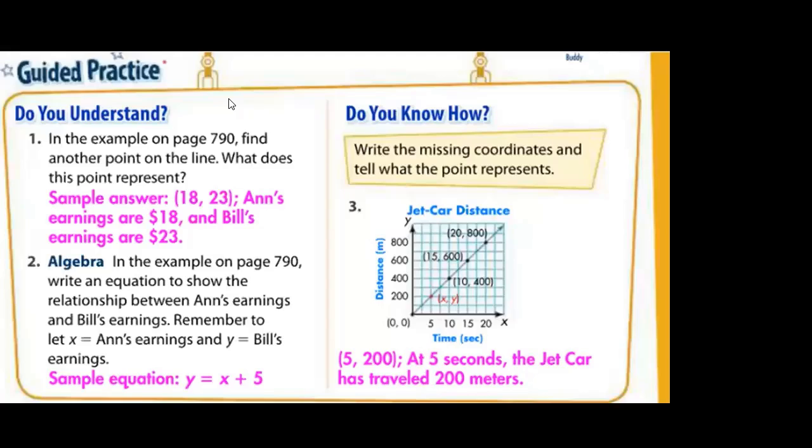Then you are going to say, what does this point represent? It represents the relationship between both Anne and Bill. Each one earned the amount of money in the week shown in the table. It's clear now, Usaid? Yes. Okay, my dear. Thank you.